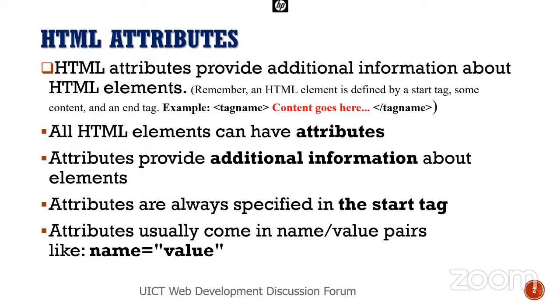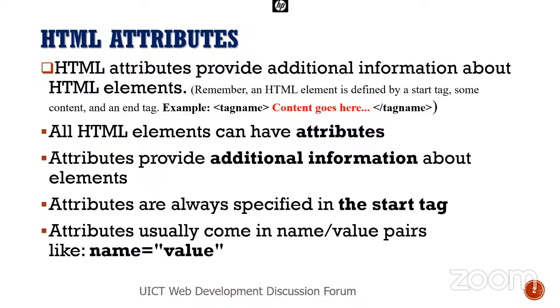Let's look at what HTML attributes are. HTML attributes provide additional information about HTML elements. Remember, in the past session, we looked at an HTML element, which is defined by a start tag, some content, and an end tag. So we are saying that element has an attribute, that all HTML elements can have attributes. Attributes provide additional information about elements.